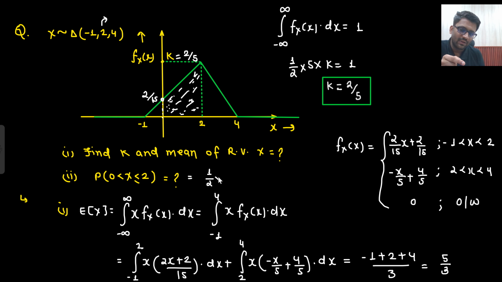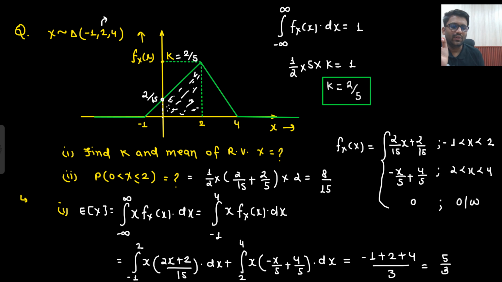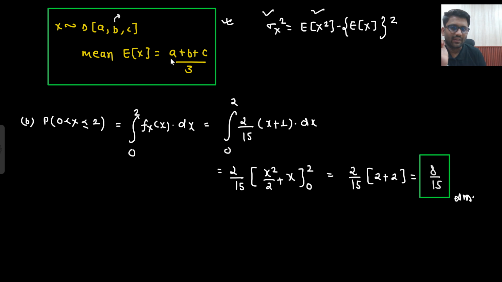So what will be the answer here? Half into addition of parallel sides, that is 2 by 15 plus 2 by 5, into the height. Height is 2. So what is the answer you will be getting? 8 by 15 only. So here also 8 by 15, or by simply integration as well you could get the answer 8 by 15. So no standard result you need to remember, you just need to remember the mean, that would be a plus b plus c divided by 3.